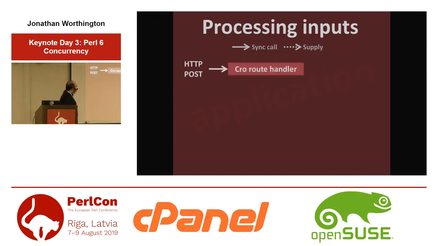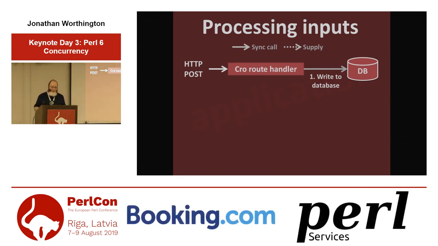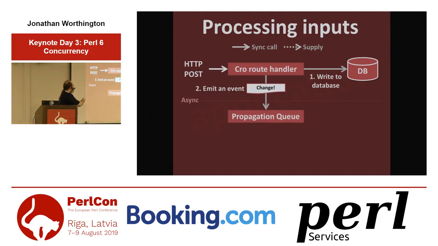We do an HTTP POST, which goes off to a Cro route handler, and it shoves it into a database. That's pretty boring so far. But it also makes an event, and it emits that event, and that goes into a propagation queue, because doing the recalculation might take a bit of time.